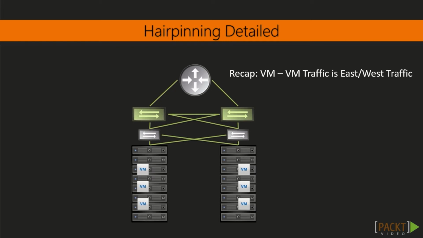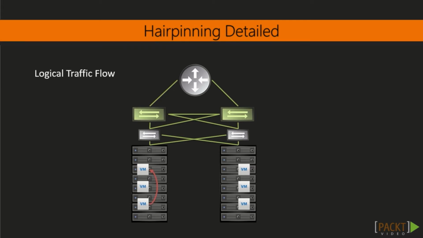Short recap. The virtual machine to virtual machine traffic in our definition is east-west. What happens if we have two virtual machines on the left-hand side that want to talk to each other? So this is the logical traffic flow. We have two virtual machines sitting in different IP subnets, and the virtual machine just sends the traffic to the default gateway, and the default gateway takes care of routing the packet to the destination. So that's the logical traffic flow, pretty easy from my perspective.